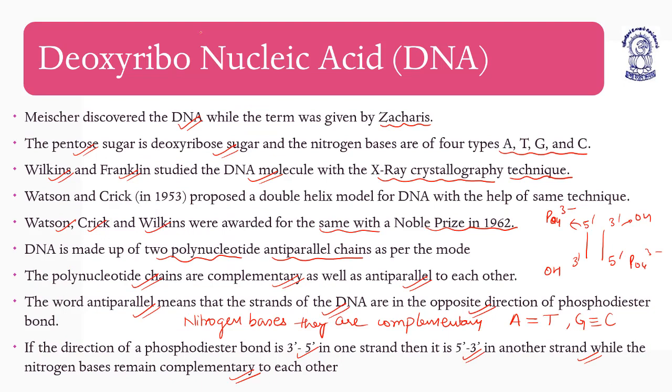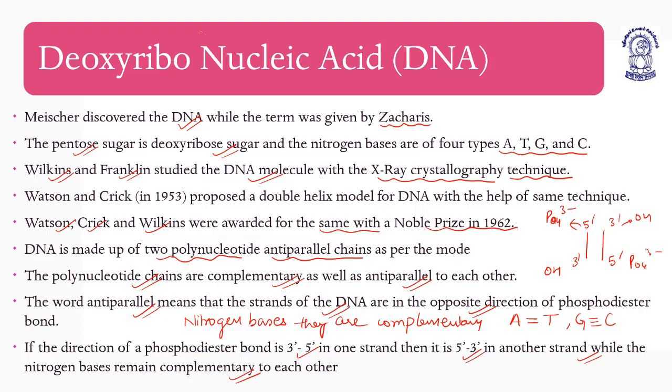Deoxyribonucleic acid was discovered by Miescher. He discovered the DNA while the term was given by Zacharias. The pentose sugar is deoxyribose sugar, and the nitrogen bases are of 4 types: A, T, G, and C. Wilkins and Franklin studied the DNA with the X-ray crystallography technique, and Watson and Crick also proposed the double helical model. Watson, Crick, and Wilkins were awarded the Nobel Prize in 1962 for the same.